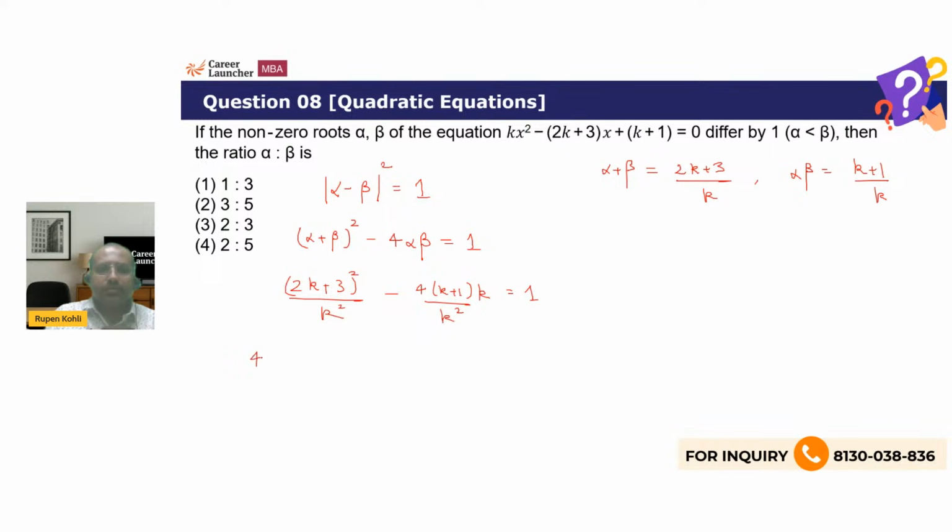2k plus 3 the whole square, so 4k square plus 3 into 2, 6 into 2, 12k plus 3 square 9 minus 4 into k plus 1. So minus 4k square minus 4k equals k square. This cancels. Take all the terms on one side. It's a simple quadratic. K square here. इधर हो जाएगा 12 minus 4 8k. That will go over there. So minus 8k minus 9 is 0. Very simple factorization. Very simple. K minus 9 k plus 1.